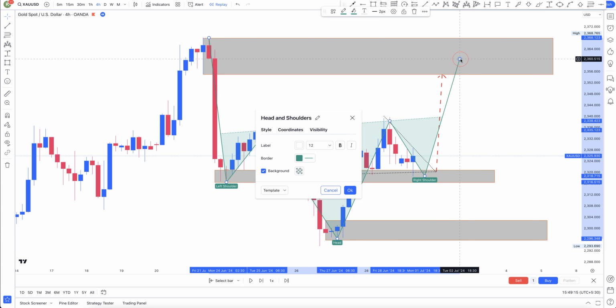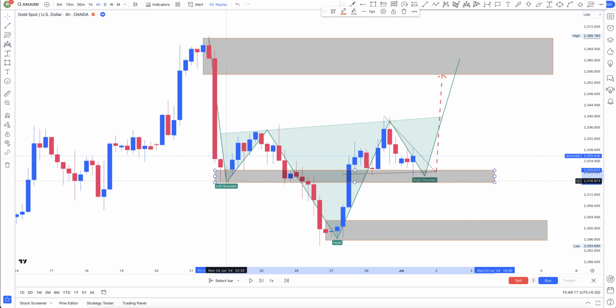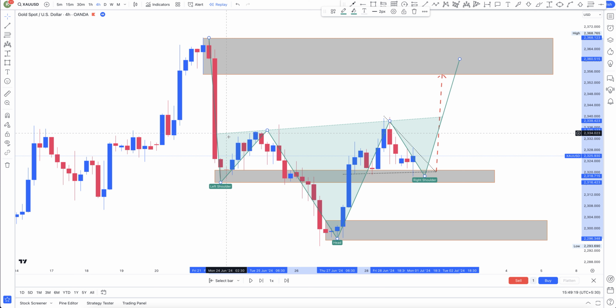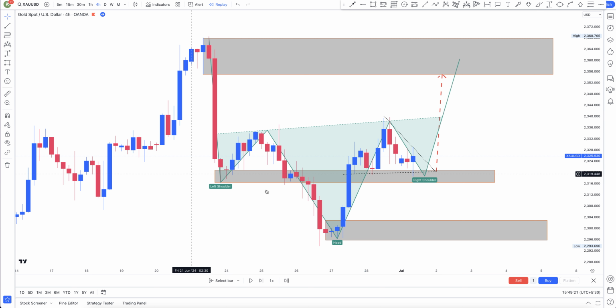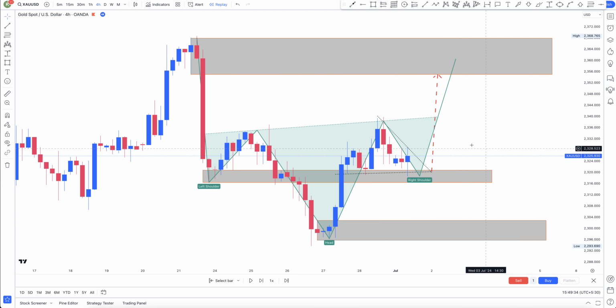So eventually, if you see this, what will you do? This is very, very simple. Look at the first: this is the left shoulder, this is the head, this is the right shoulder. So we are just waiting for the next shoulder to break above this point, to this exact point, and that will be our take profit.